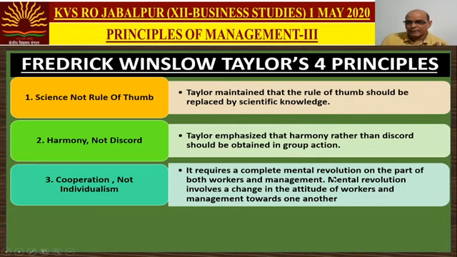It requires a complete mental revolution on the part of both workers and management. Mental revolution involves a change in the attitude of workers and management towards one another from within, without any external pressure. Taylor wanted that there should be a mental revolution. Mental revolution means a change of outlook from within, without any external pressure.